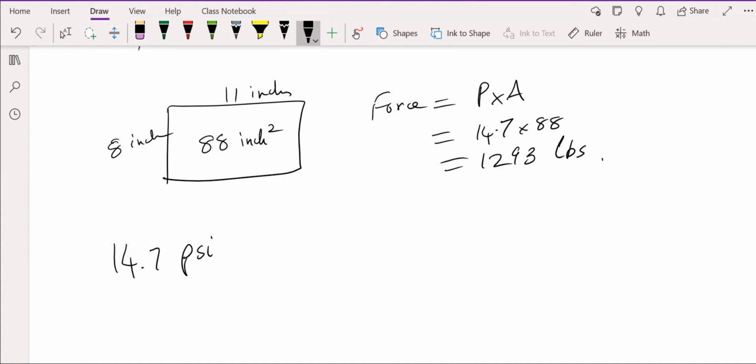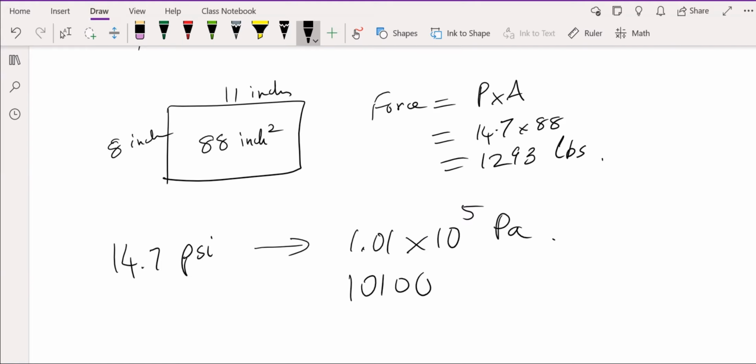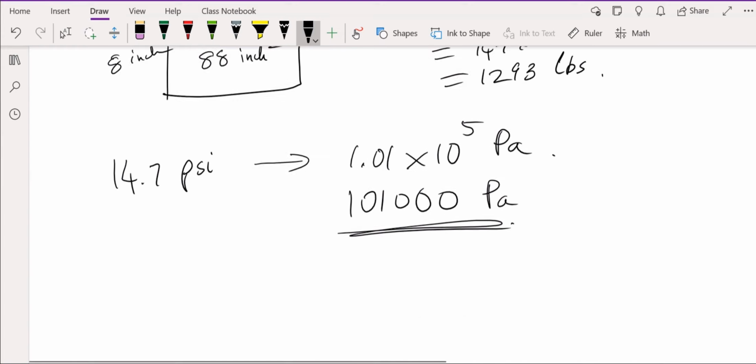Now 14.7 psi in terms of pascals is 1.01 times 10 to the power of 5 pascals, or 101,000 pascals. This is the atmospheric pressure. Now in PSI it is 14.7. Why I said PSI is because for you to understand it, right? You understand PSI better. That's why I gave you this.